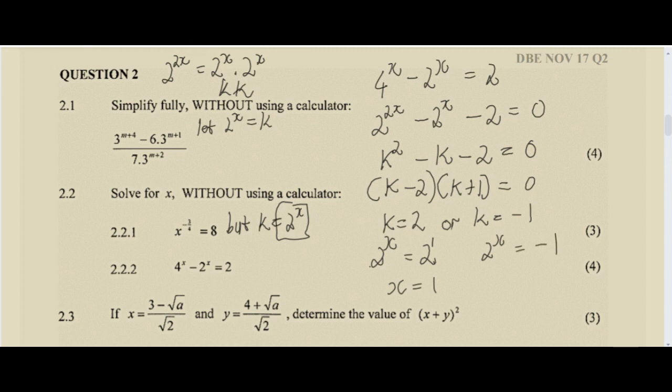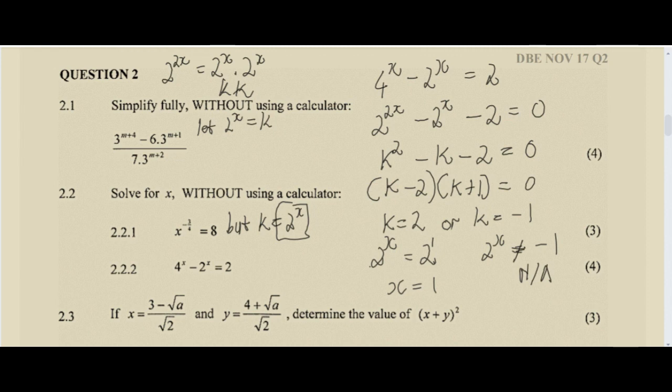Now we know there is no exponent that can give you a negative value here. So we just need to go ahead and say 2 to the exponent of x cannot be equals to negative 1. So this is not applicable, because you can never substitute any value, whether positive or negative, into an exponent and then it gives you a negative value. It never happens.